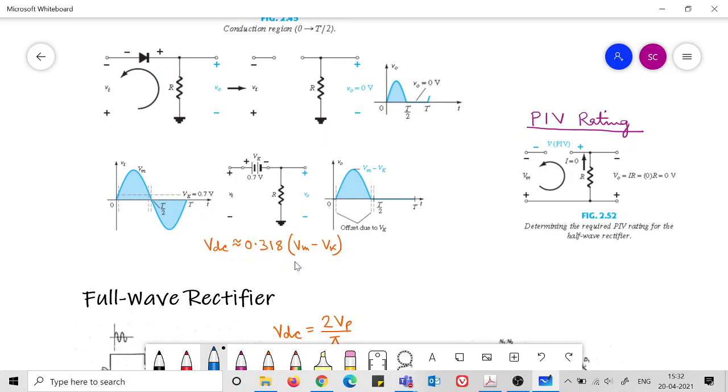Okay, for practical purposes, or for just analyzing whether the circuit is behaving correctly or not, we can utilize this value. So this is for the second approximation.